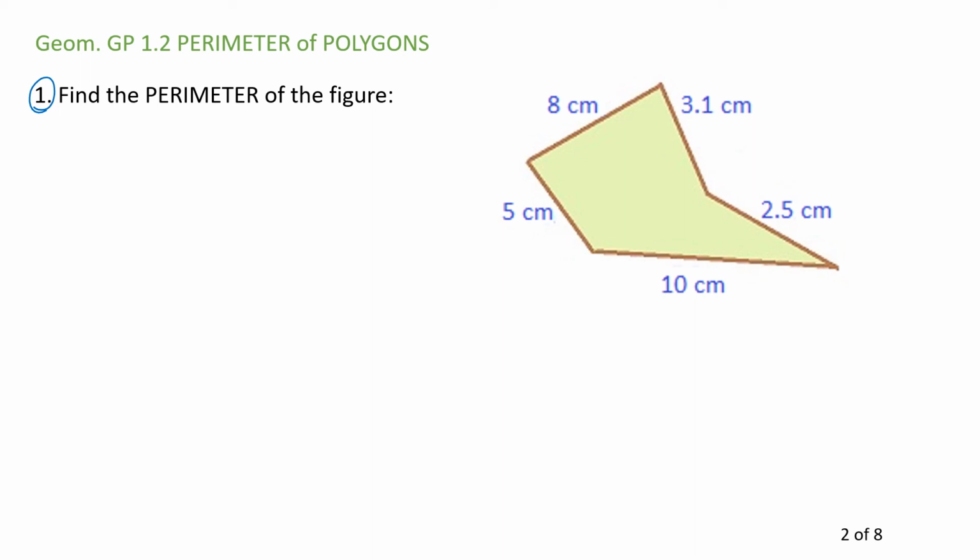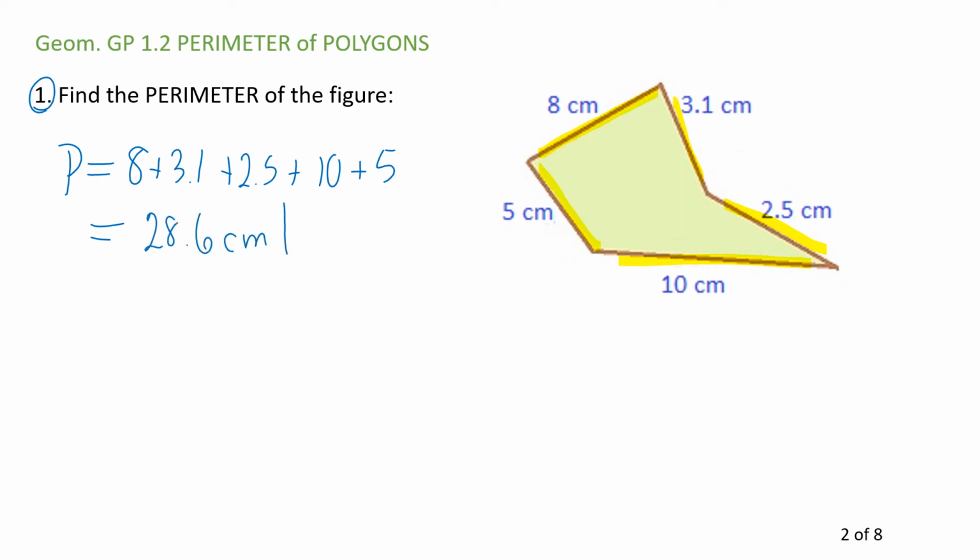This one's fairly basic because it's got 1, 2, 5 sides. All you do is just add those up. Perimeter of this figure, 8 plus 3.1 plus 2.5 plus 10 plus 5. Add all that up. You get 28.6. That's it. Look at the next one.